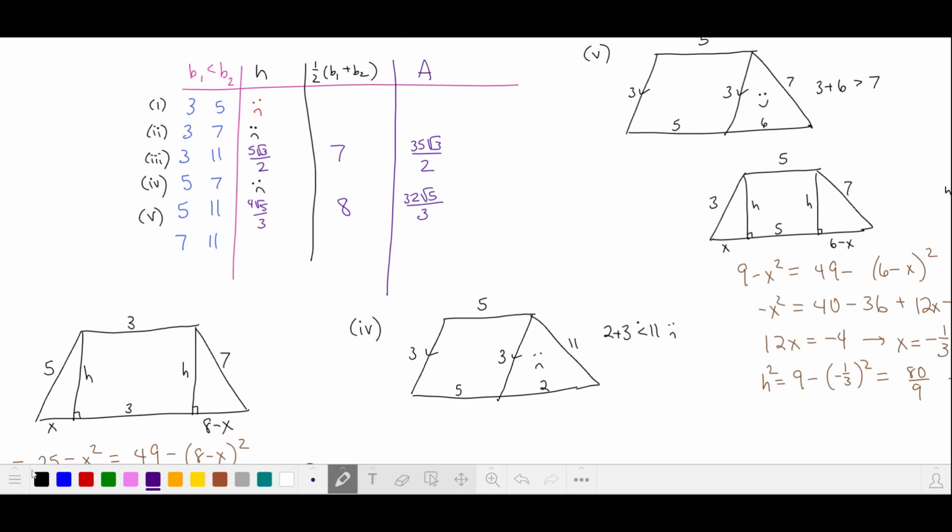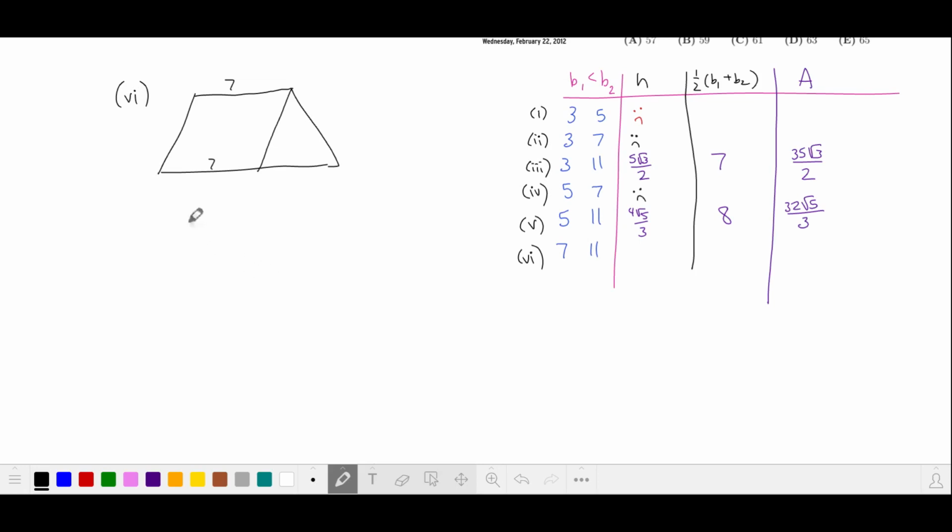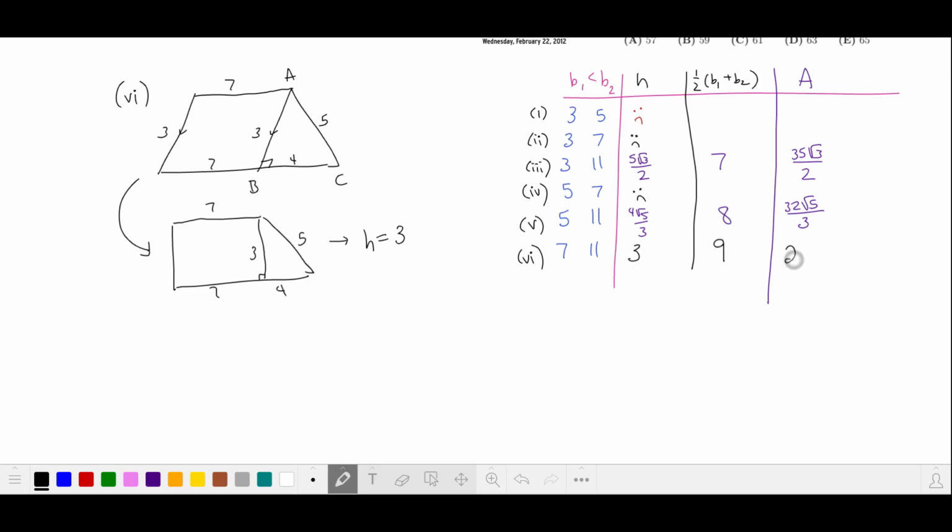Let's try the next pair. This one has bases of length 7 and 11, which means this triangle has side length 4. The 2 legs have side lengths 3 and 5. Looking at this triangle ABC, it has side lengths 3, 4, and 5, which actually makes this a right angle. So this is really what our trapezoid looks like. Our height is easier, it's 3, and the average of our bases is 9, so the area is 27.